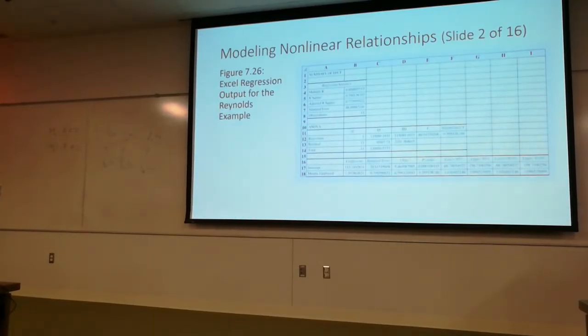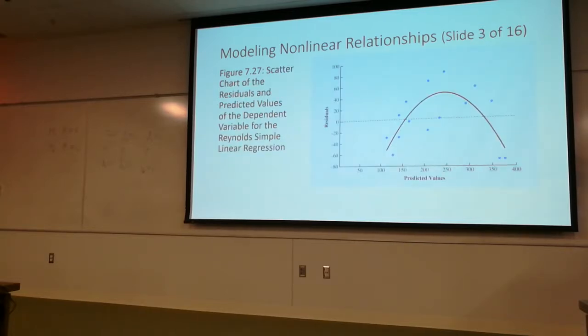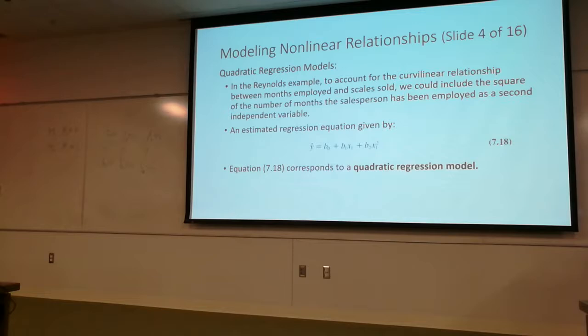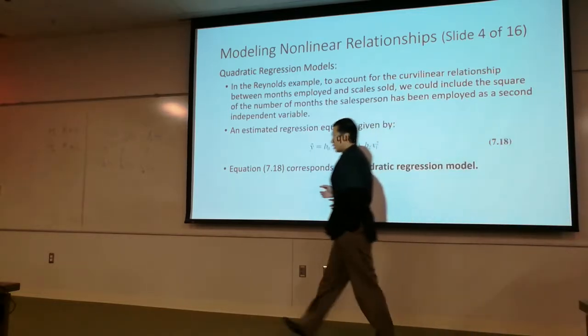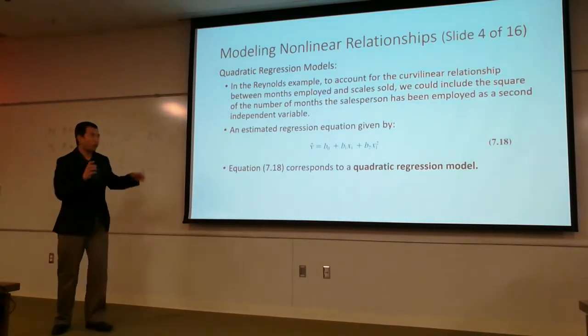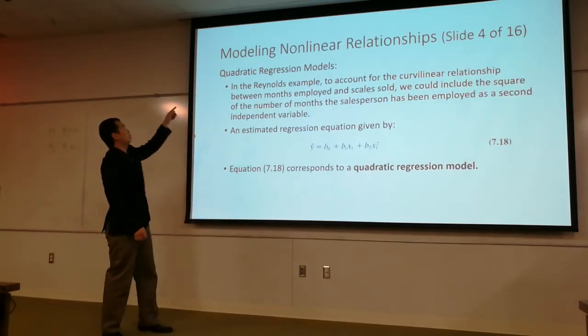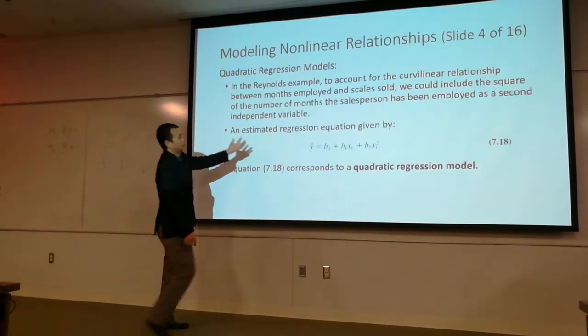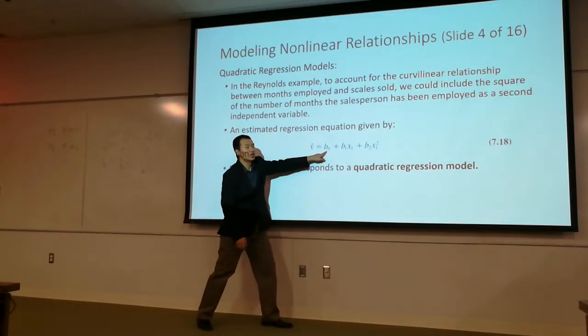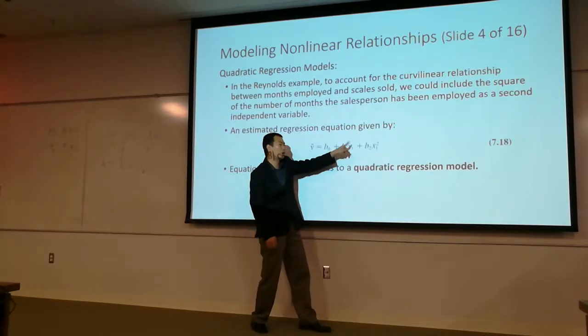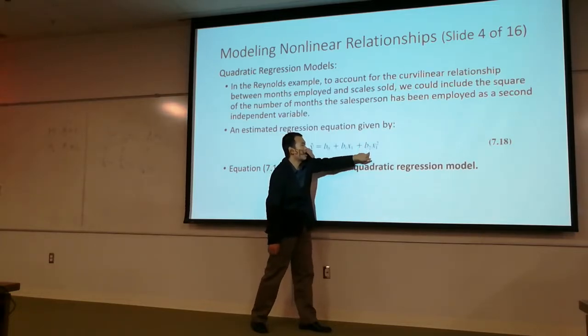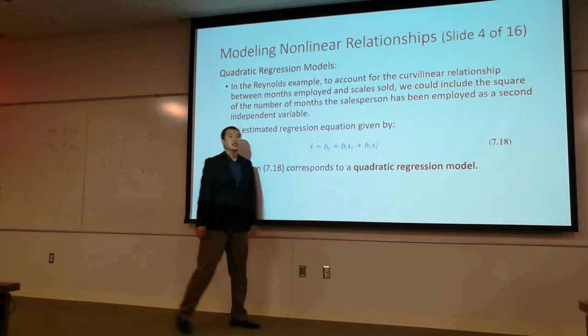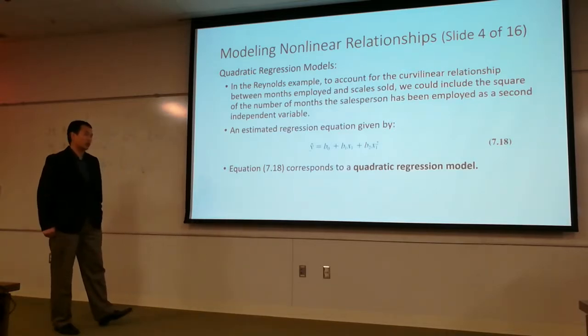So that's the one we just had. If we look at the predicted value and the residual, it's kind of a curve. It's not a linear relationship. So how do we model the non-linear relationship? The first form of non-linear relationship is quadratic regression. What that means is a constant plus b1 times the variable plus b2 times the variable squared. That's the general form of a quadratic regression model.